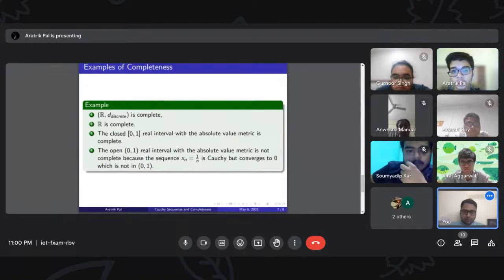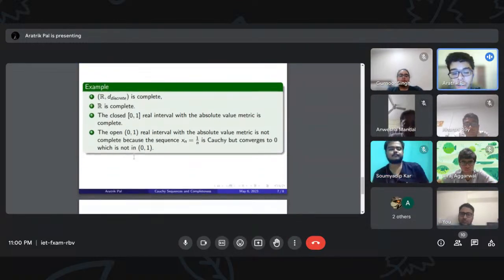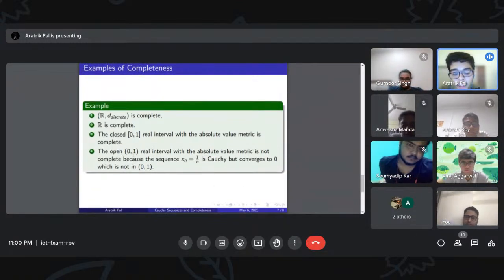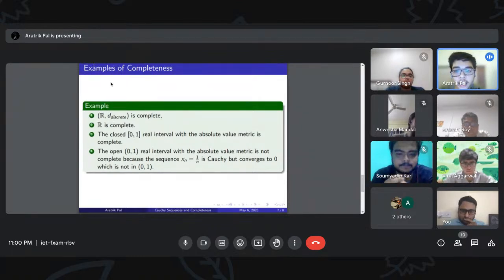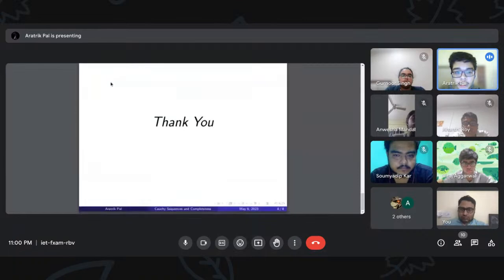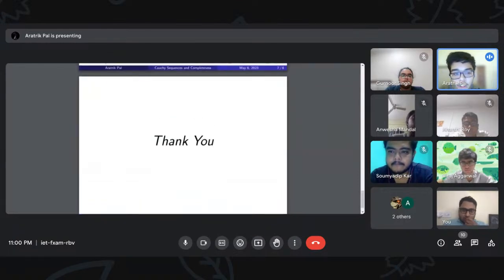Okay. And a last example is that the open real interval 0 comma 1 with the absolute value metric is actually a non-example because it is not complete. Because the sequence xn equal to 1 by n, which falls in this interval, converges to 0, which is not a part of this interval. Yeah, so this is my presentation on Cauchy sequences and completeness.